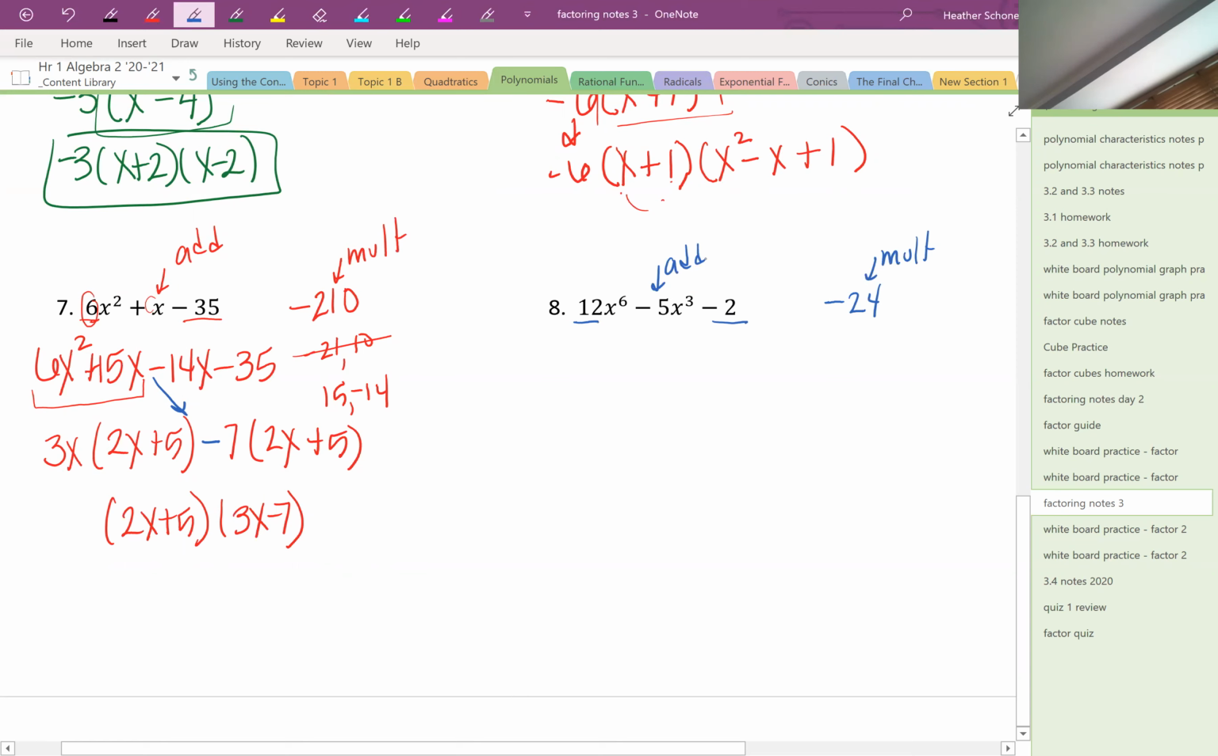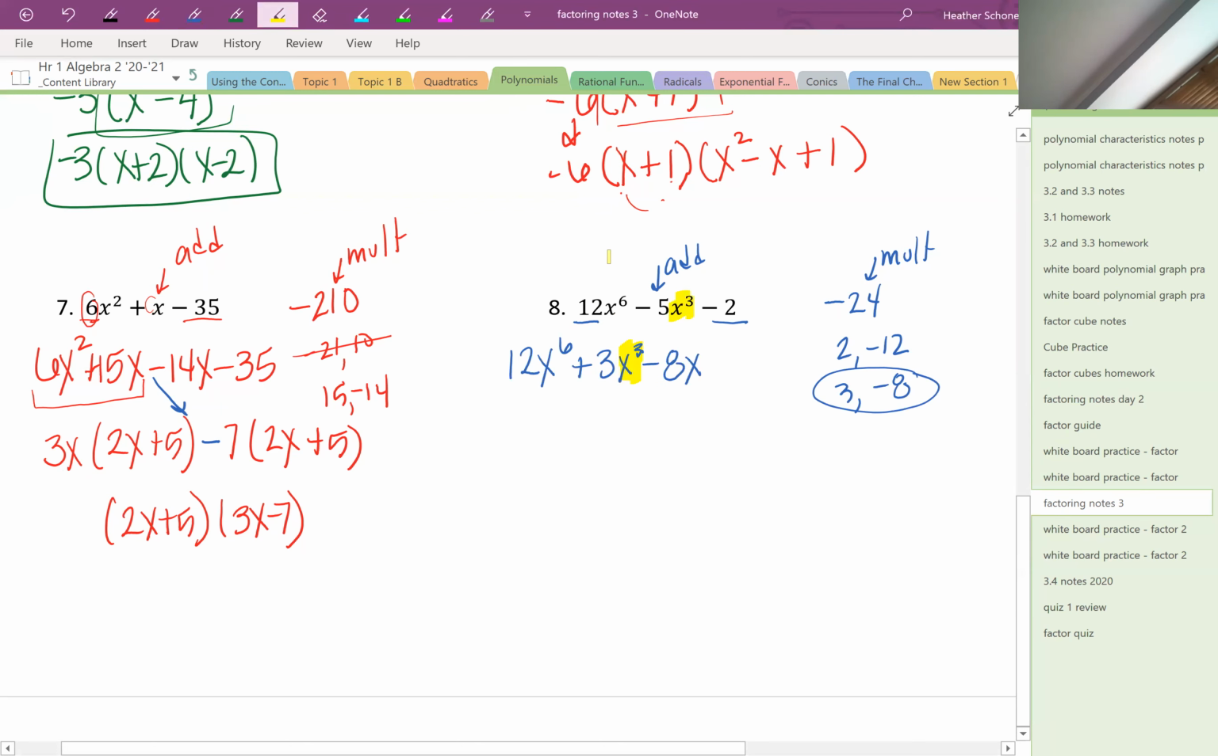Let's say we have no idea. Okay, well, because it adds to a negative, then the bigger number has to be negative. So we could have 2 and -12. That doesn't work because that adds to -10. We could have 3 and -8. Oh, that works. So this is my option. Okay, so now I'm going to rewrite it. So I have 12x to the 6 plus 3x to the third. Remember, it's got to match this middle one here. Minus 8x to the third, minus 2. But again, these all match.